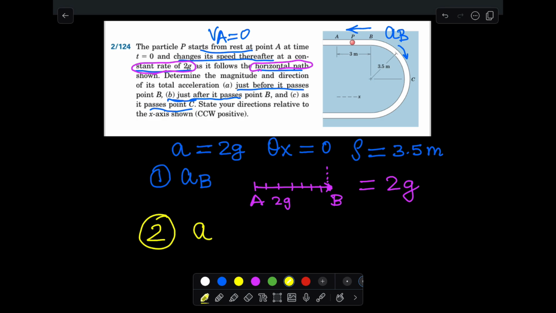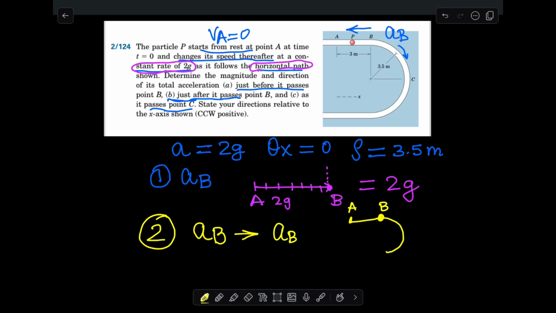Now we will solve for the acceleration at the point B just after it passes the point B. It means that we have to consider the curvilinear motion, and in this case we have to use normal and tangential coordinates. So I will draw here this A to B, and we have to consider that the point B is on the curvilinear path. So in this case, acceleration will have two components. One is an and another one is at.